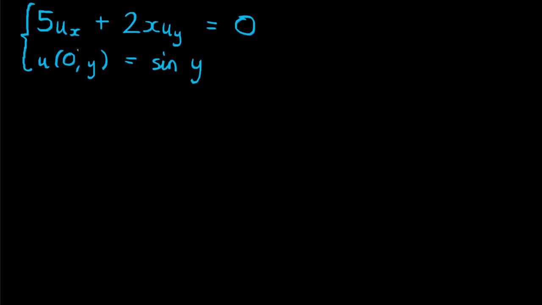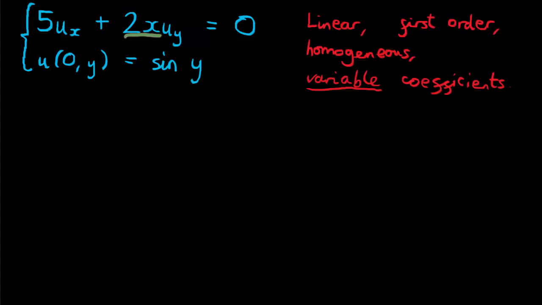What about order? Well, it's first order because the highest order derivative is first order. We only have first partial derivatives. And how about the coefficients? Well, they're variable because we have this 2x here. So that's important. That's a difference to the case that we've seen before. Also, it's homogeneous because we have the right-hand side of 0 when we've moved everything involving u to the left-hand side. So this is a linear, first-order, homogeneous, variable coefficients equation.